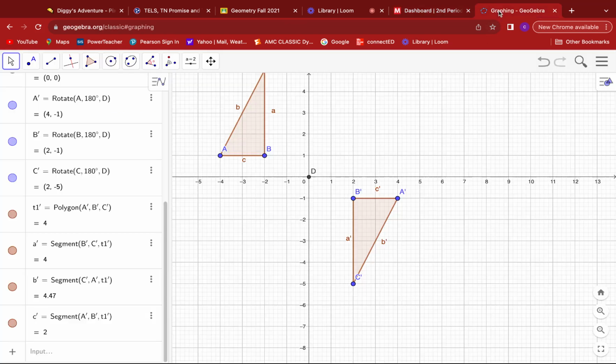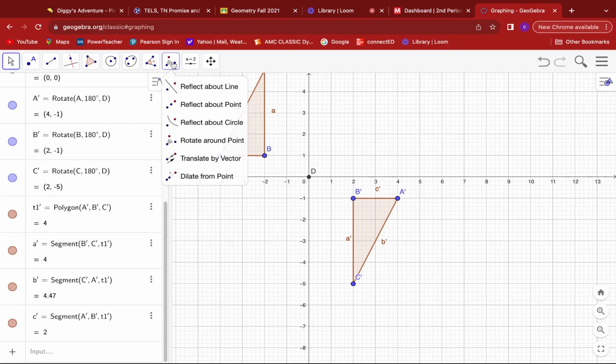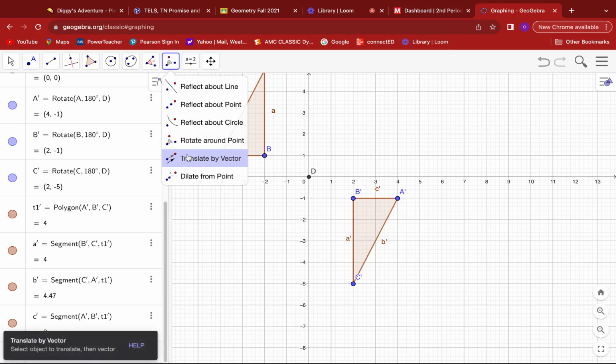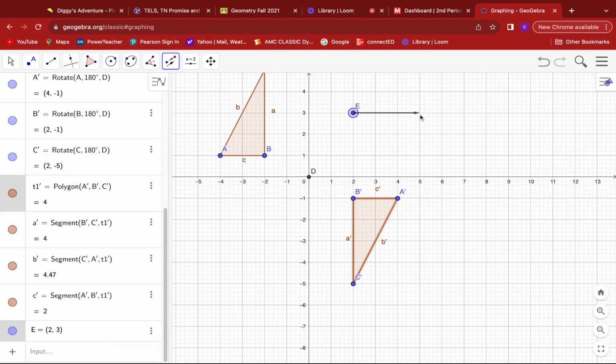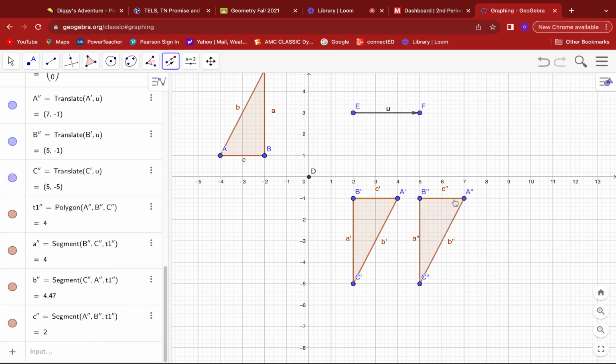All right, so if you are visual, here it goes. I'm going to translate this sucker by vector. So translate by vector, click on the figure. I need to have an initial point. I need to have a terminal point over 3, and it should be sitting on 5, -1. All right. Good deal.